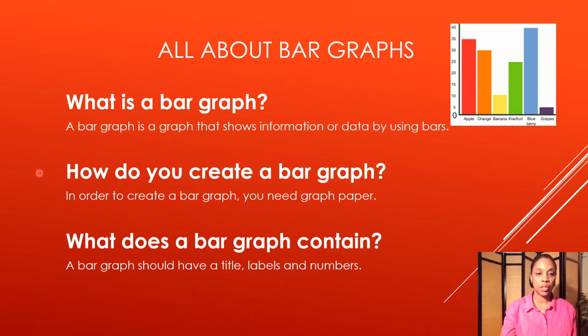Let's go to question 2. How do you create a bar graph? In order to create a bar graph, you need what we call graph paper. Let's look at question number 3. What does a bar graph contain? Well, it contains 3 things. A bar graph should have a title, labels, and numbers.